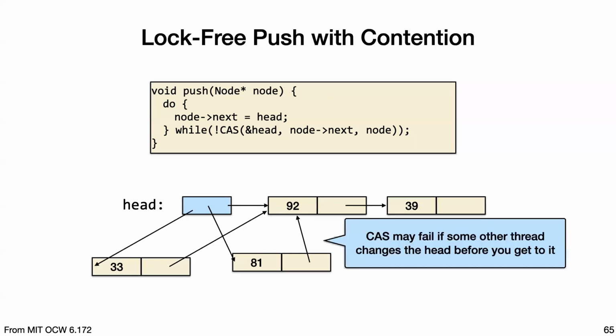And yeah, so like I said, if you have multiple threads running, sometimes this CAS may fail if some other thread changes the head before you get to it. And so it comes back around. It's pretty much like the sum example. If somebody updated the sum before you, then you cannot update the sum because it's out of date. So you have to read the new sum and add your contribution and then try to update it again. It's a similar idea.